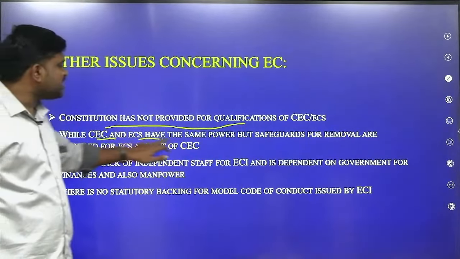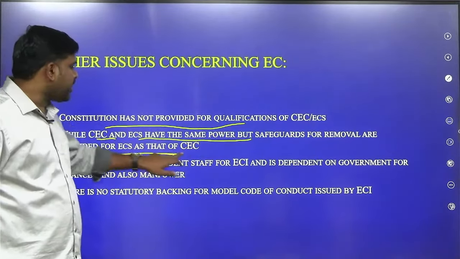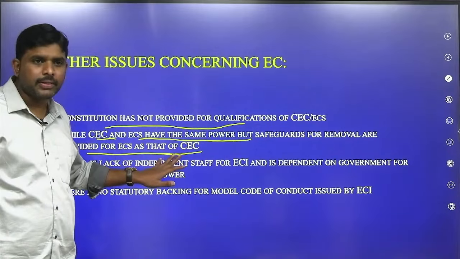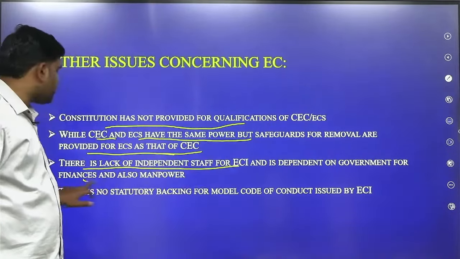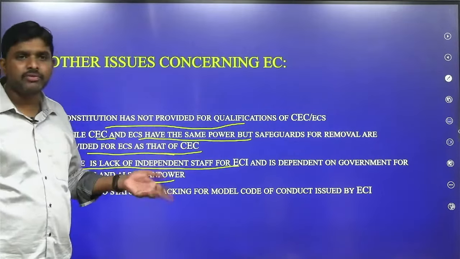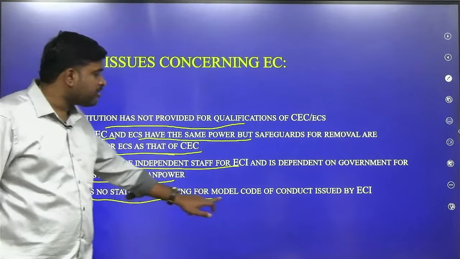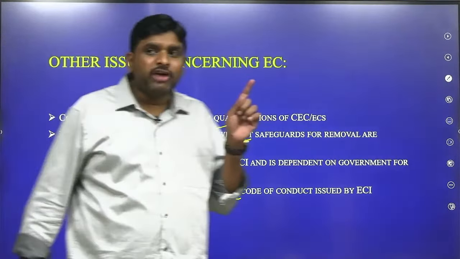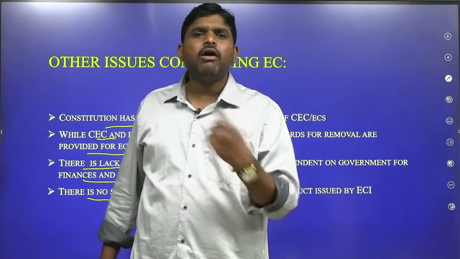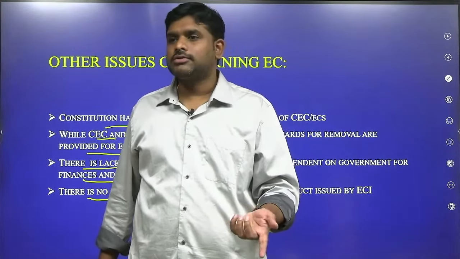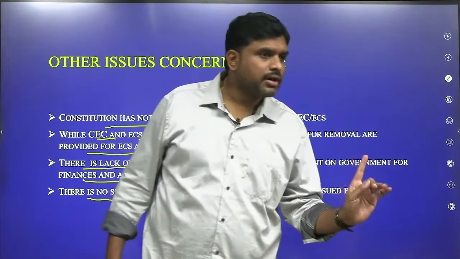Well, CEC and EC have the same power, but safeguards for removal are provided for the Chief Election Commissioner and not for the Election Commissioners. There is a lack of independent staff for the EC and it depends on the government for finances as well as for manpower. They work under the government only. There is no statutory backing for the model code of conduct. Yes or no? The model code of conduct is just an executive resolution given by the Election Commission of India, not a law. So it doesn't have any legal backing. These are the issues which are pending with the Election Commission of India.